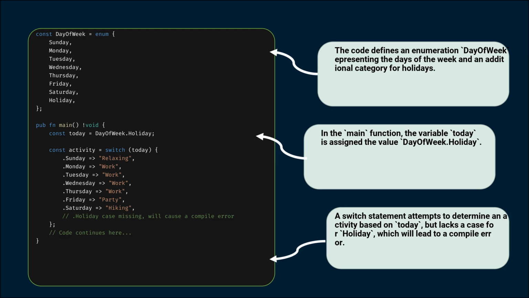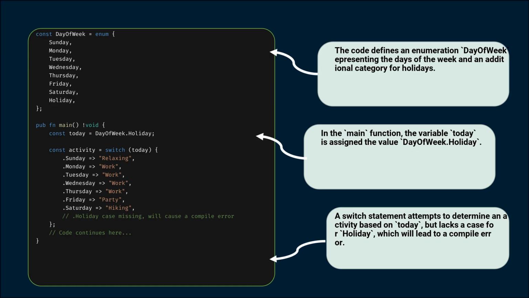In the main function, we set today to day of week, holiday. The corresponding switch statement aims to assign an activity based on the value of today. However, we notice that the case for holiday is intentionally left out. This omission is crucial for demonstrating the exhaustive switching feature. Since we haven't accounted for holiday, the compiler will raise an error, prompting us to address the missing case.